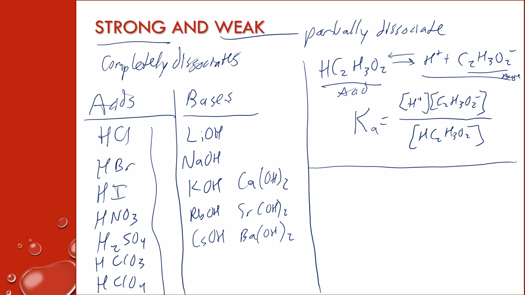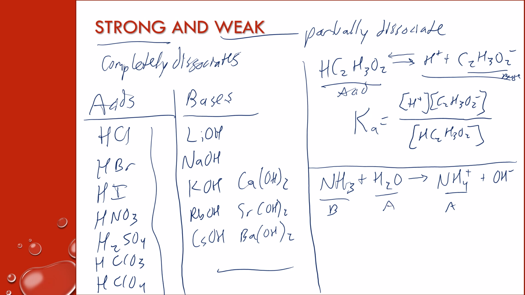Let's look at a base example. Now it's easier with weak bases to show them reacting in water. So let's do ammonia as a weak base because it's not on this list of strong bases. So in water, what happens is the ammonia is going to steal a hydrogen from water to form ammonium and leave behind a hydroxide ion. So in this case, this is our base, this is our conjugate acid. The water is acting as an acid, and the OH is its conjugate base.